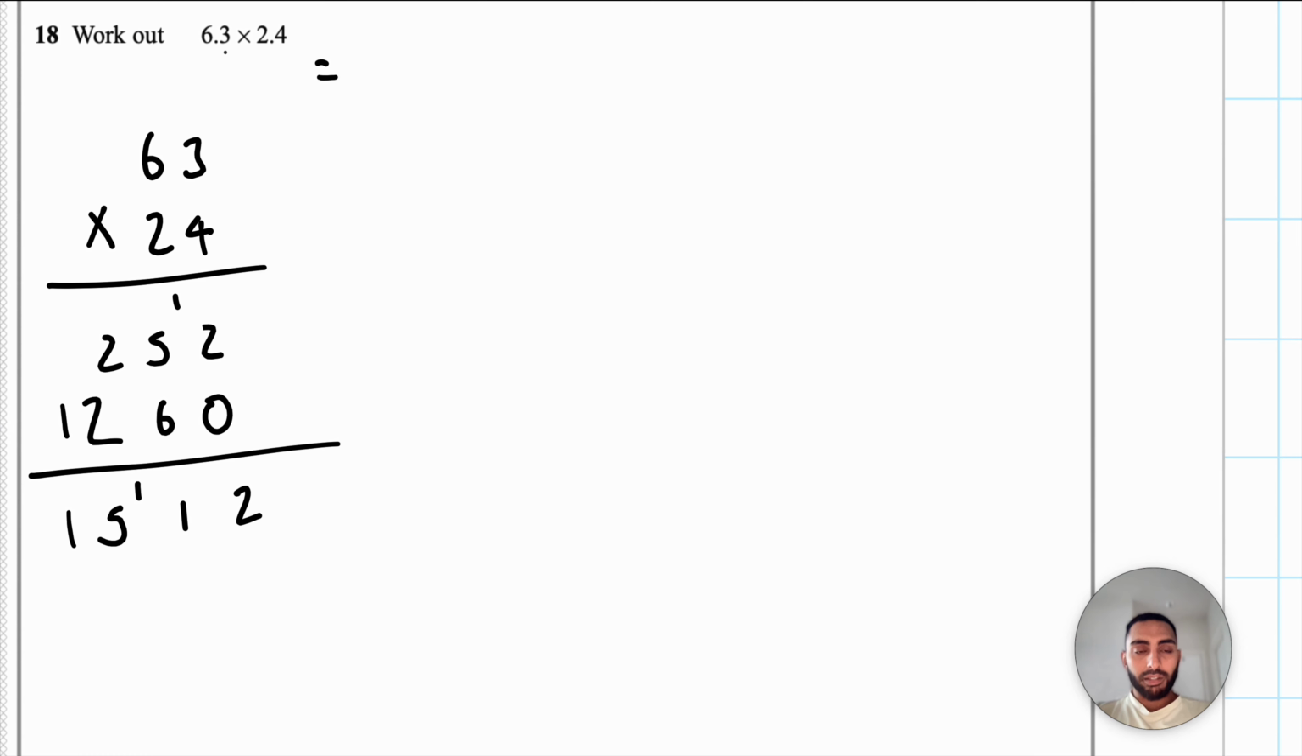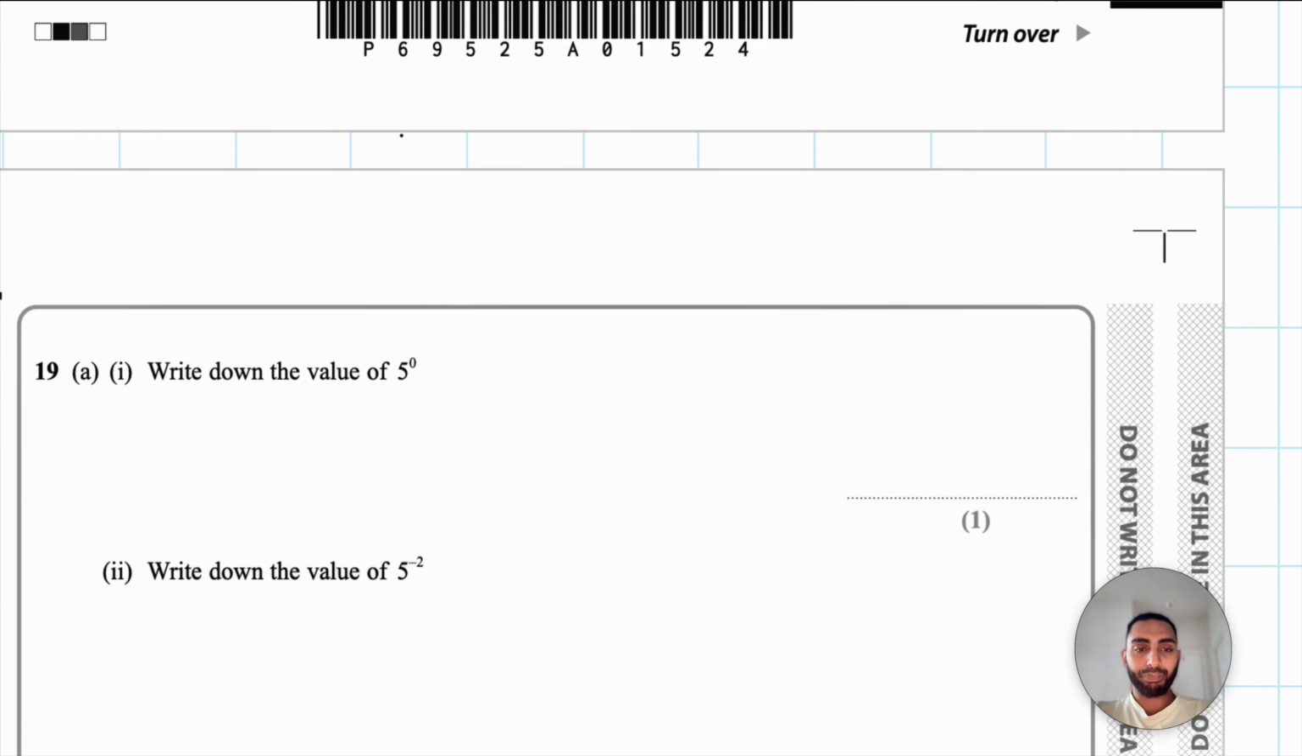The way I answer these, I count how many decimal places are in the question. There's 1, 2. So I need to move my decimal point back 2 places. Right now, it's at the end of this number, so it's going to move back 1, 2. So it would be between those, and that's quite close to 12, so I'm happy with that.